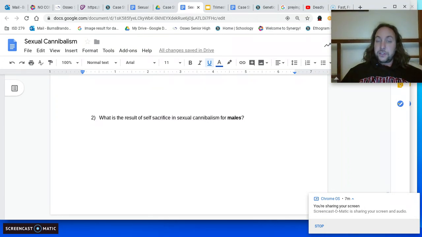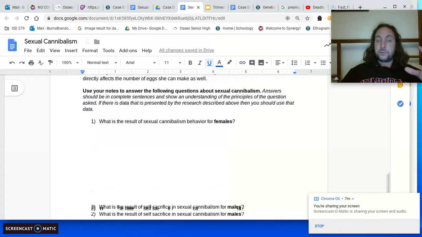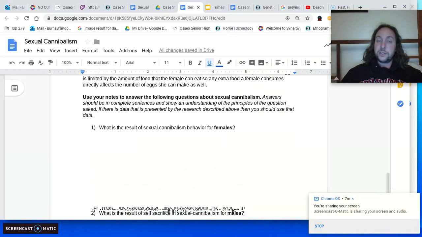Okay. It's only 2 questions, but each one's going to require 3 or 4 sentences to fully explain your answer. So they'll kind of have 2 small paragraphs there after each of the questions. And the answers will be different because the result of the behavior is different for the female than it is for the male. Good luck.